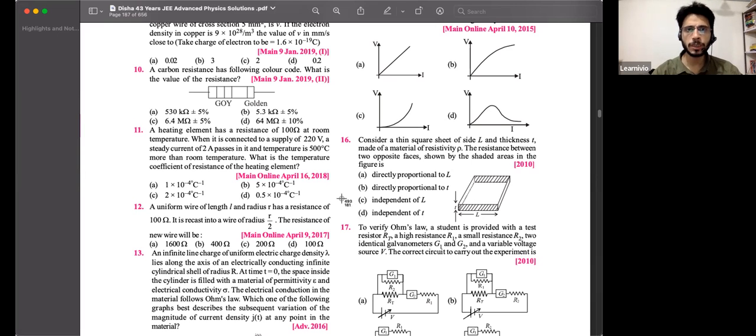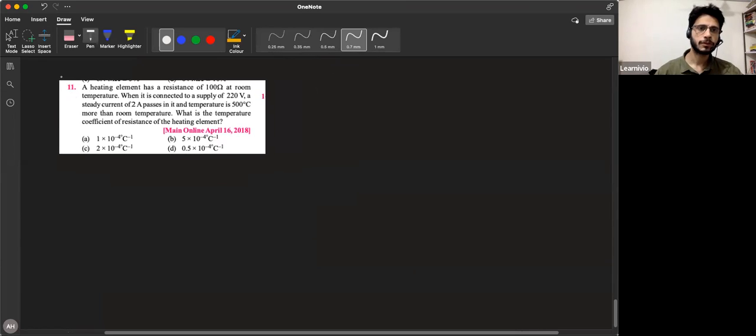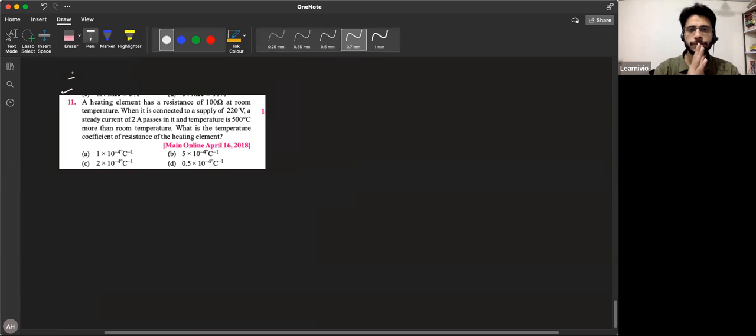Yashika, which concept will we be using in this question number 11? Sir, relation of temperature and resistance. The relation of temperature and resistance. Resistance varies with temperature. That relation is the one we are using in this question. Solve it and get the value of alpha. It's a straightforward calculation.